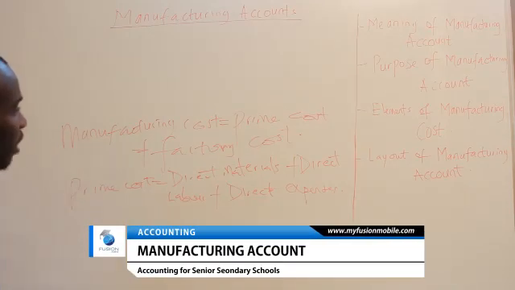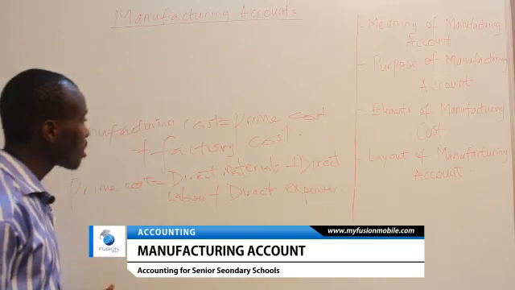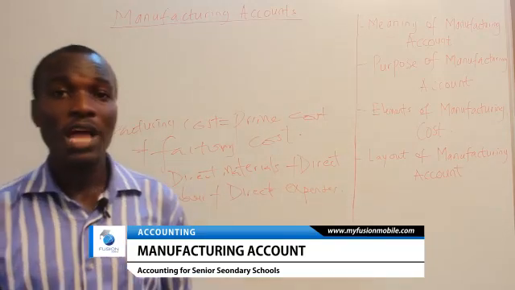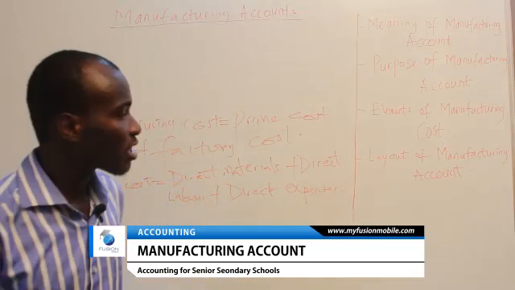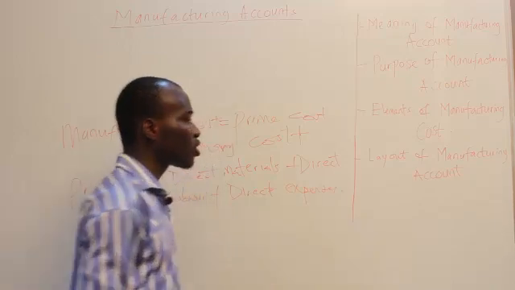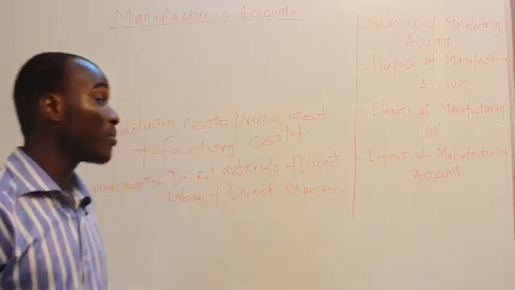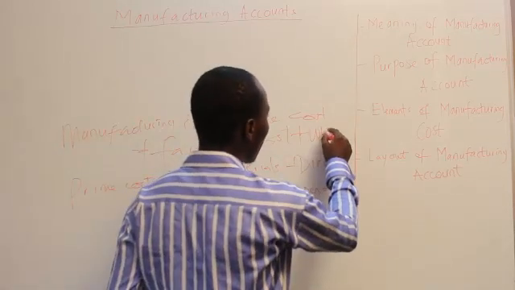So that is all about the manufacturing cost. To calculate the cost of production, we must be able to determine the prime cost and also be able to determine the factory cost. Okay, in order for us to determine the manufacturing cost, which is the cost of production, we can also have this important element, which is the work in progress.